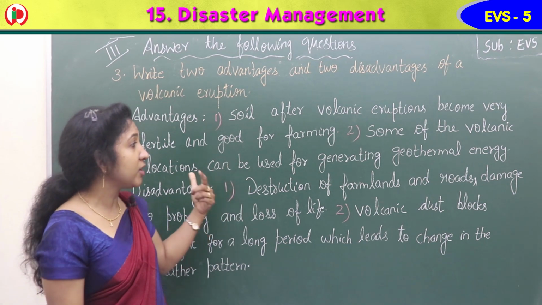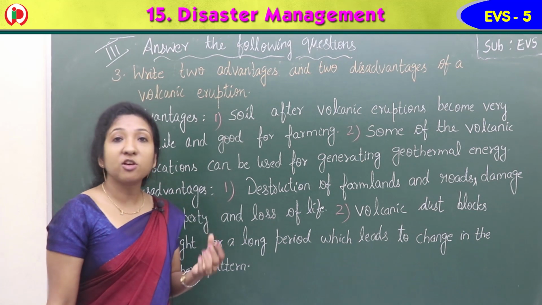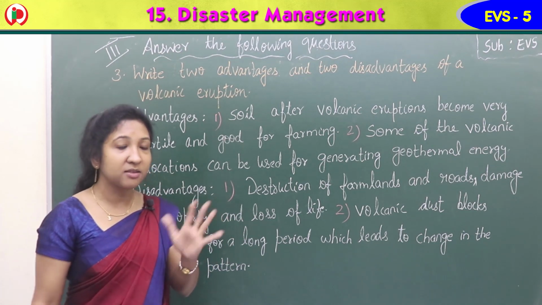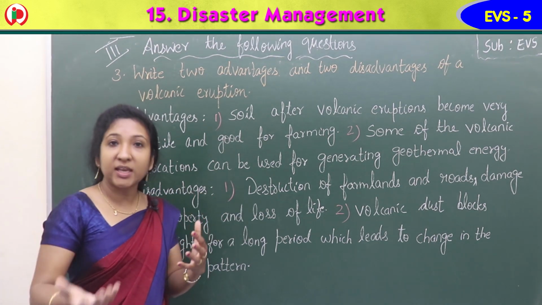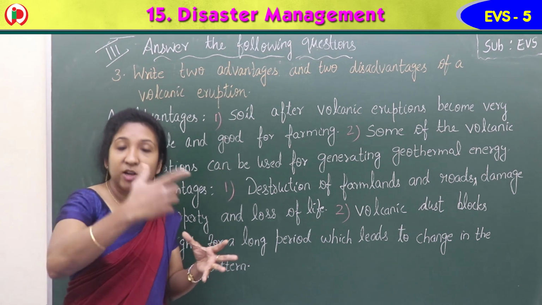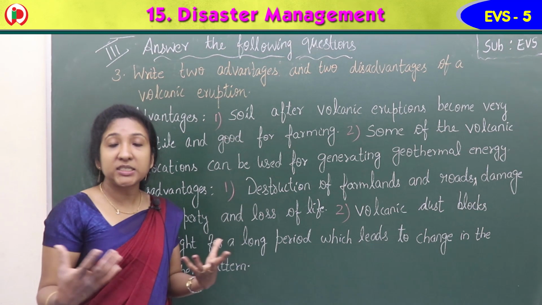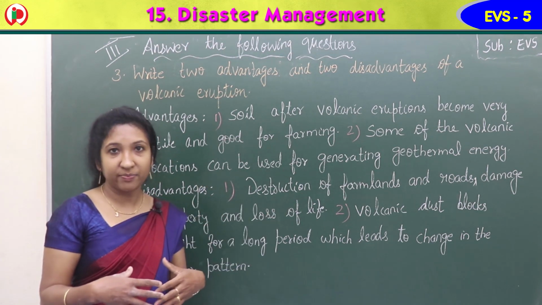Second, some of the volcanic locations can be used for generating geothermal energy. Geo means earth, thermal means heat. So earth's heat, because of volcanic eruption, that area, that location where it has occurred, can be used for generating geothermal energy, which we can use to generate electricity.